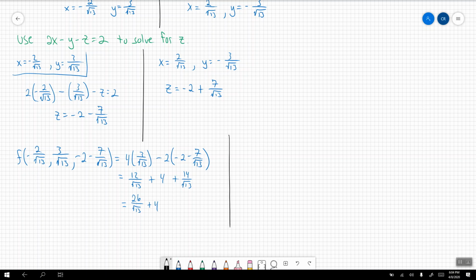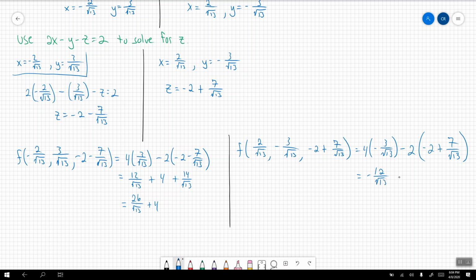Minimum now. Or we'll see if that's a minimum. The x value is at 2 over root 13. The y value is at negative 3 over root 13, and that z value is at negative 2 plus 7 over root 13. All right, making our substitutions, that's 4 times the y value, so that was negative 3 over root 13, minus 2 times the z value, negative 2 plus 7 over root 13. This is negative 12 over root 13, this is plus 4, and this is minus 14 over root 13, which means this is 4 minus, same thing, but it's negative, 26 over root 13. There we are.